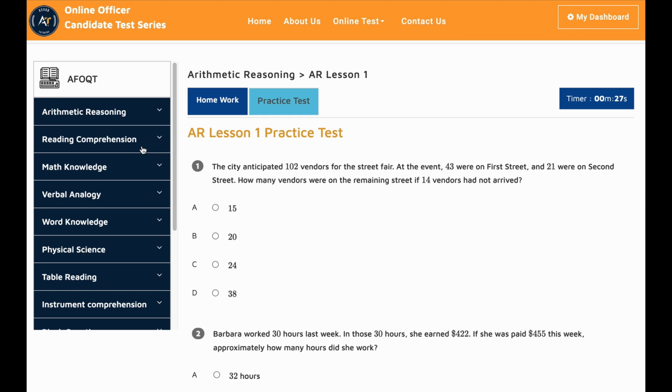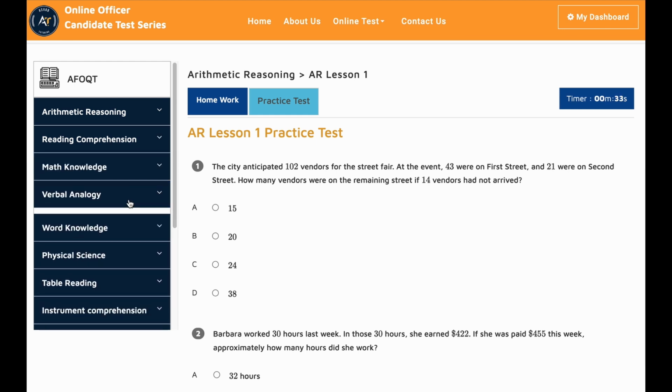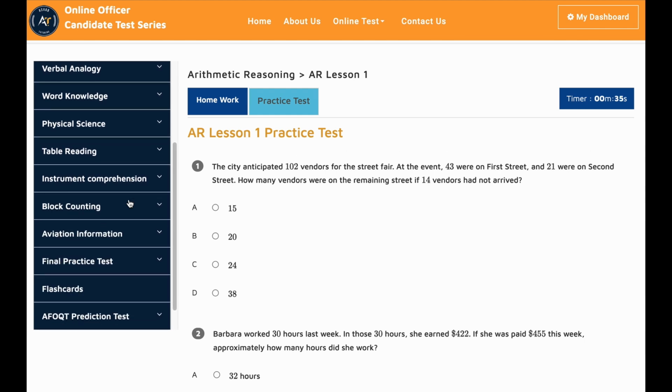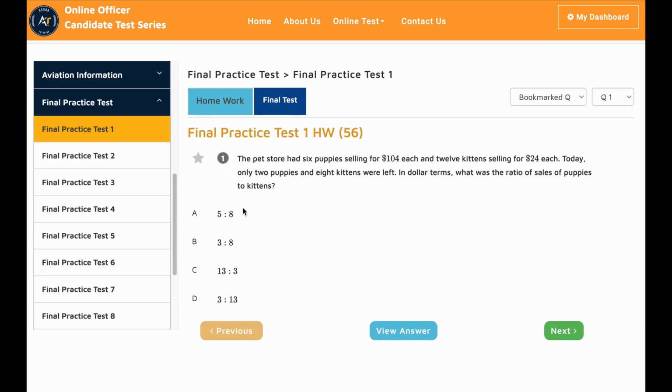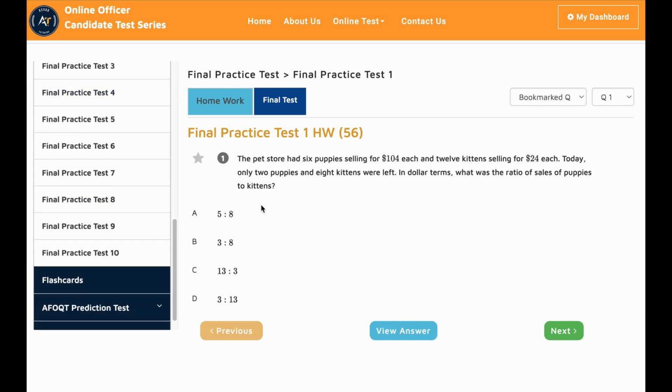In the same way, we go over reading comprehension, mathematical knowledge, verbal analogy, all the subsets you need in order to answer the questions. After we finish all these basic lessons, we move into the math final practice tests. As I mentioned before, 95% of people struggle on the math section of the AFOQT. So we have 10 final practice tests, and each test has about 55 to 60 questions, and many of them came up in the actual test.